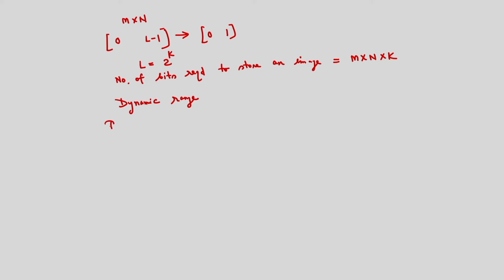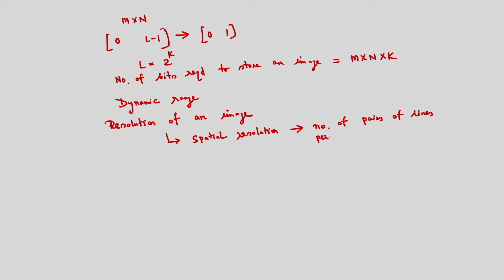Now the resolution of an image. How to define the resolution of the image? One resolution is the spatial resolution. The spatial resolution means, I can say, the number of pairs of lines per unit distance. This is the definition of the spatial resolution. And another one is the intensity resolution.